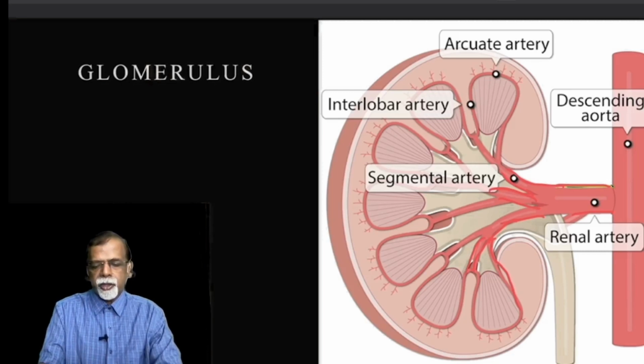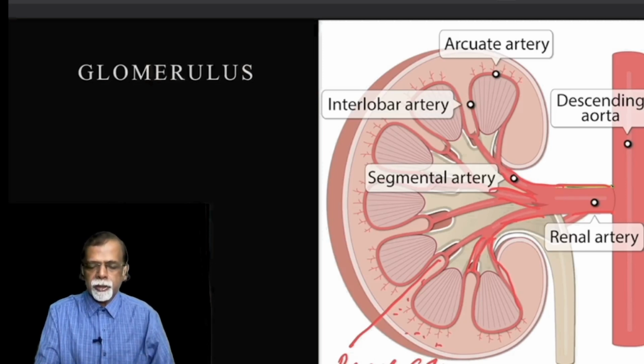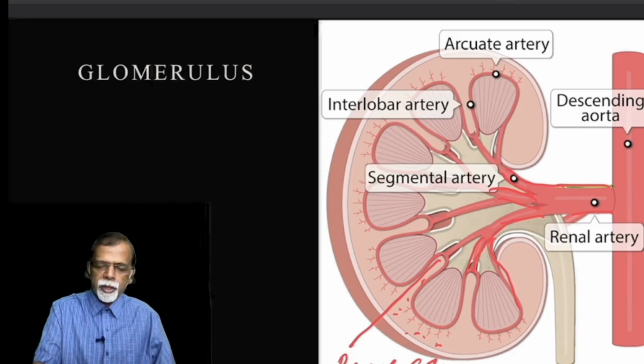The interlobar arteries are entering via the renal columns. So these are the renal columns. Renal columns are actually the cortical tissue. So this is the cortex. Cortical tissue extending into the medulla forms the renal columns. This interlobar artery gives off what is called the arcuate artery. So this is the arcuate artery.